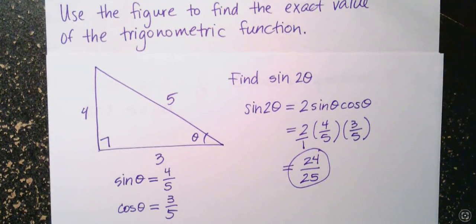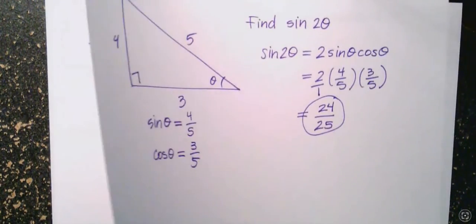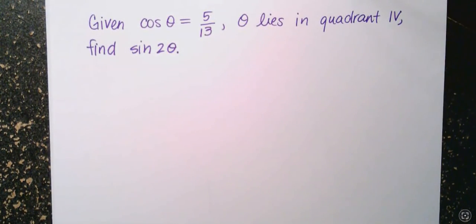Next one is a little bit different. Okay, so let me see where I wrote this one down. Given that the cosine of theta is 5/13 and that theta lies in quadrant 4, find sine of 2 theta. My emphasis is a little different there.